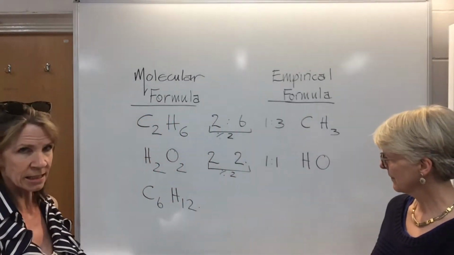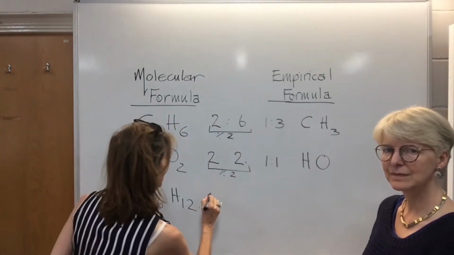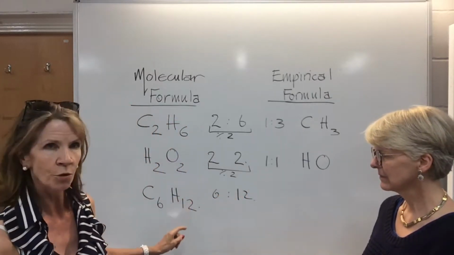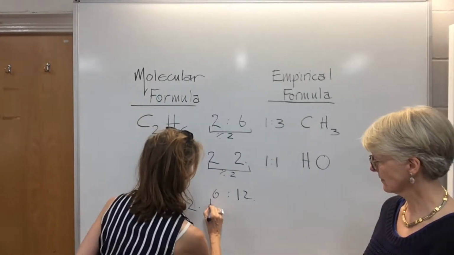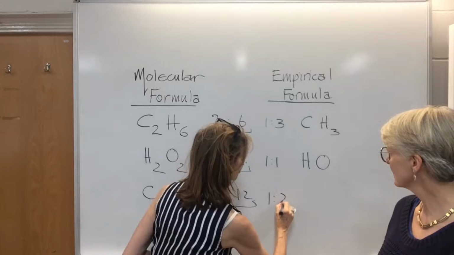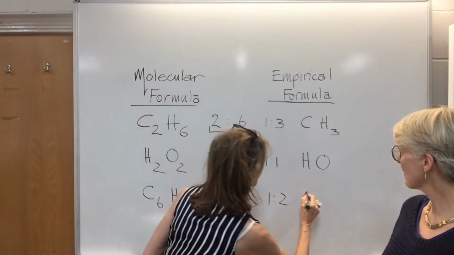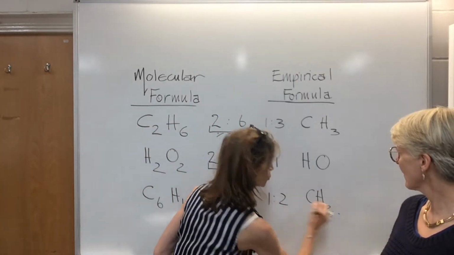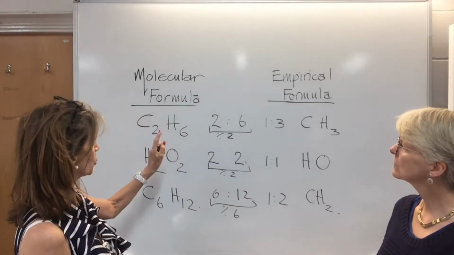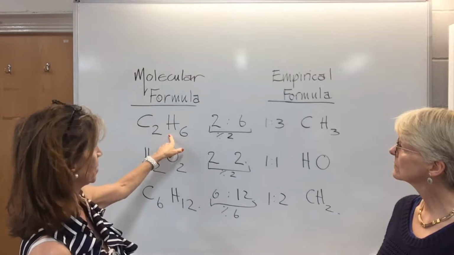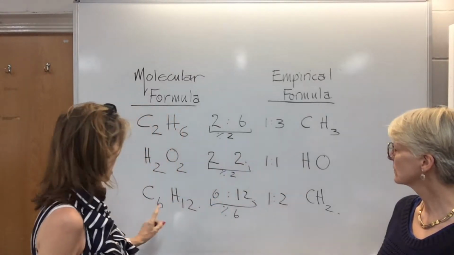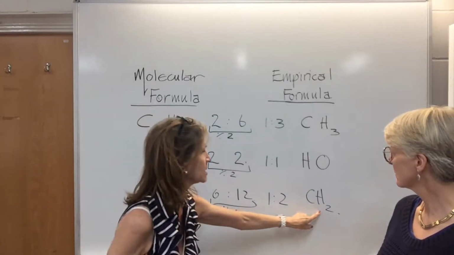The last one is hexane, and the ratio is 6 to 12. Now, I figure out that can be divided by 6. And that gives you a ratio of 1 to 2, which means your formula would be CH2. Bingo. All correct. So that means the empirical formula for ethane is CH3, hydrogen peroxide is HO, and hexane is CH2.